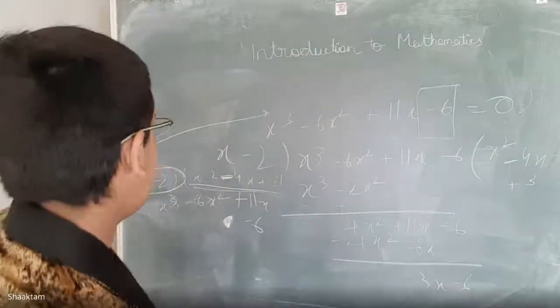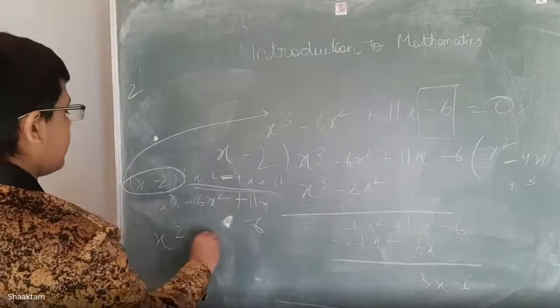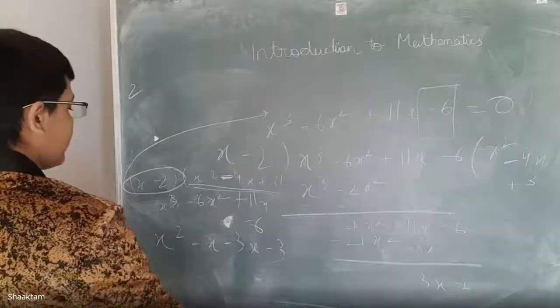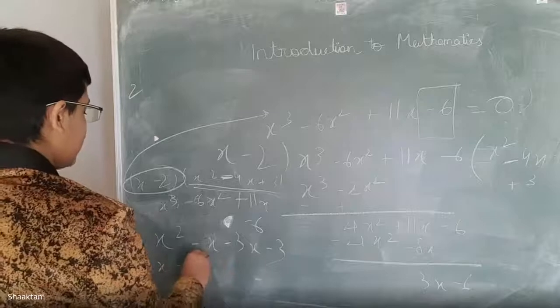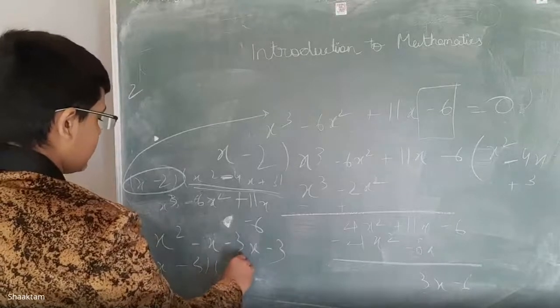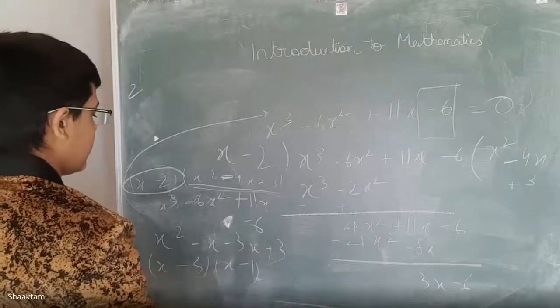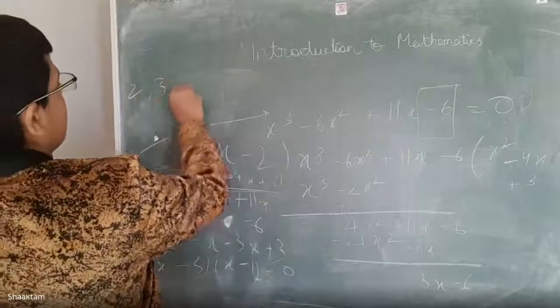Is it not similar to a quadratic equation? It is. You can solve with the quadratic formula. So x square minus 4x plus 3 will be x square minus x minus 3x plus 3. I'm solving by factorization, so I'll get x into x minus 1, minus 3 into x minus 1 is equal to 0. So 2 more values of x I'll get: 3 and 1.